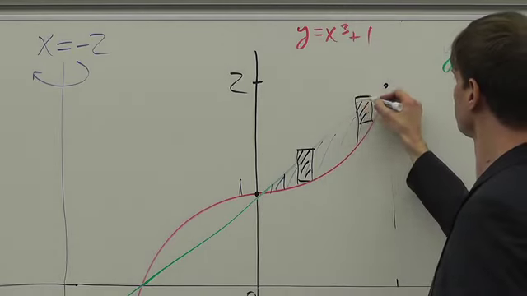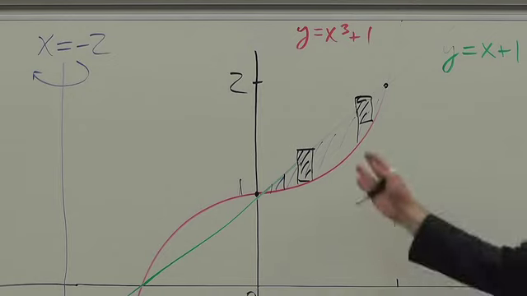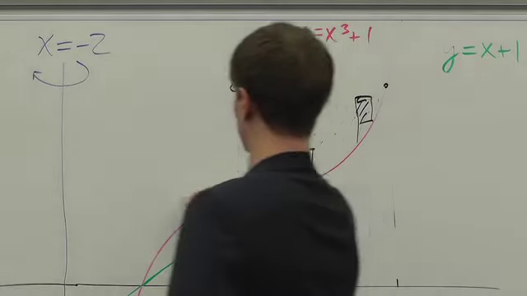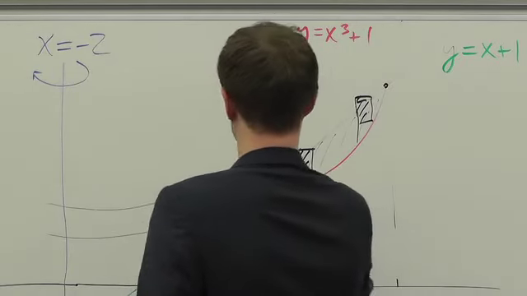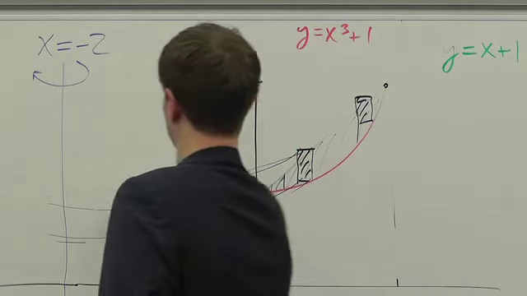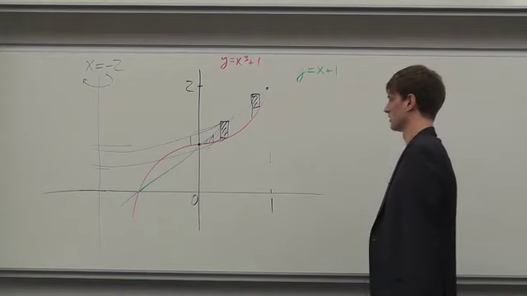And then each rectangle is going to be rotated around the line x equals minus 2, and it's going to give me a solid whose volume I know already. So these are thin rectangles, and when I rotate them around the line x equals minus 2, what am I going to get? I'm going to get nothing but a cylinder.